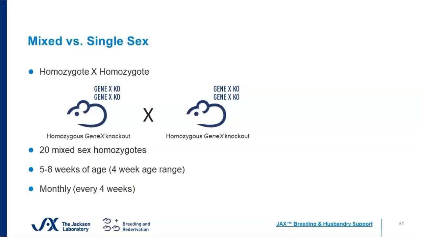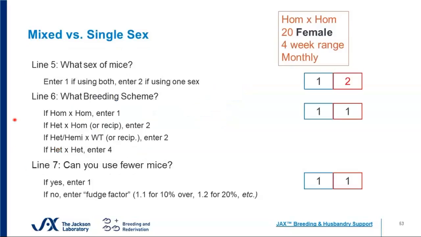Okay, so we'll come back to our original scenario, 20 mixed-sex homozygotes at a 4-week age range every 4 weeks. And let's switch it to single sex. So we only want females in this case. And let's work through how that would adjust our colony. So I'm only going to show the lines that change in this. So I'm going to skip all the other parts of it so that we can get through this a little bit more efficiently. So what we're going to adjust here is line 5.